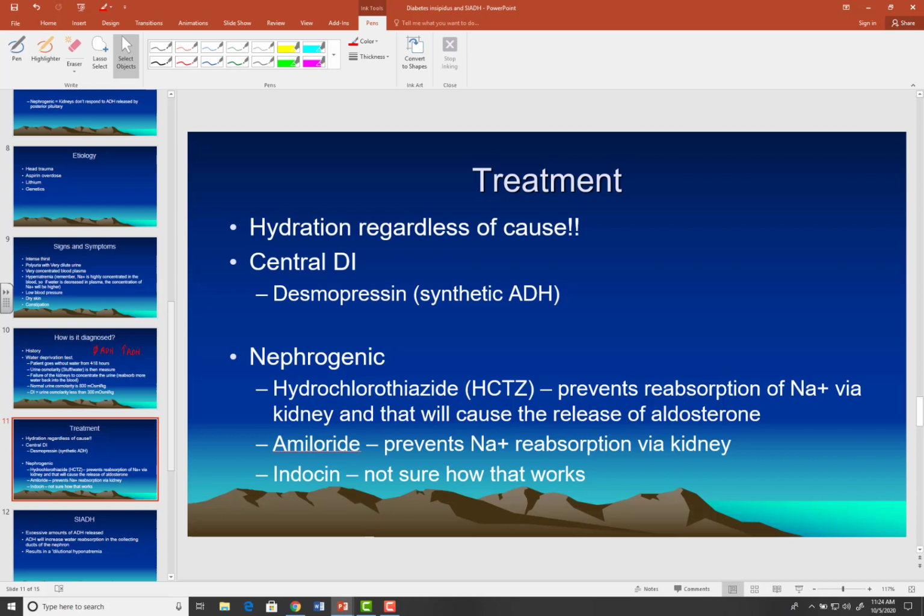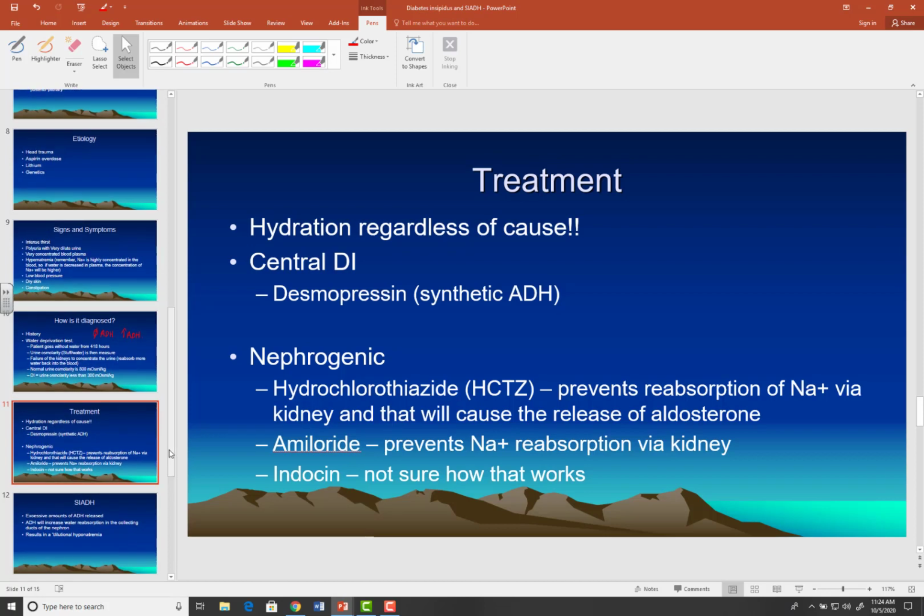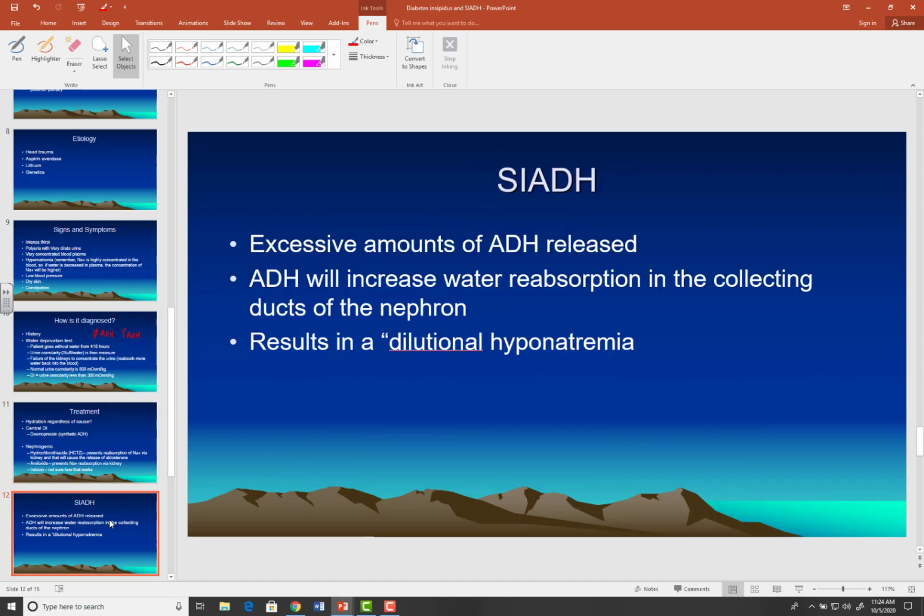In Indocin, they're not really sure how this works, to be perfectly honest, but it does work. So those are the treatments for central and nephrogenic diabetes insipidus. All right, so now let's look at the opposite case.